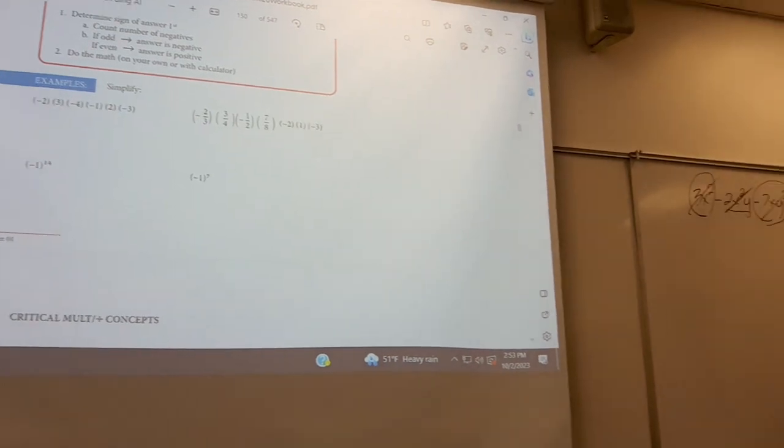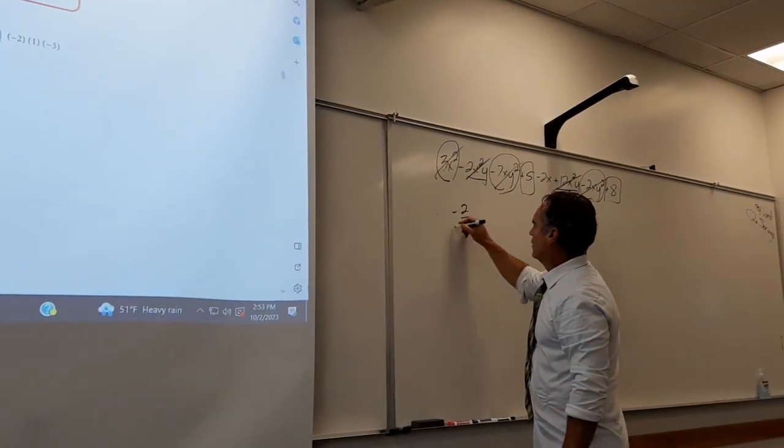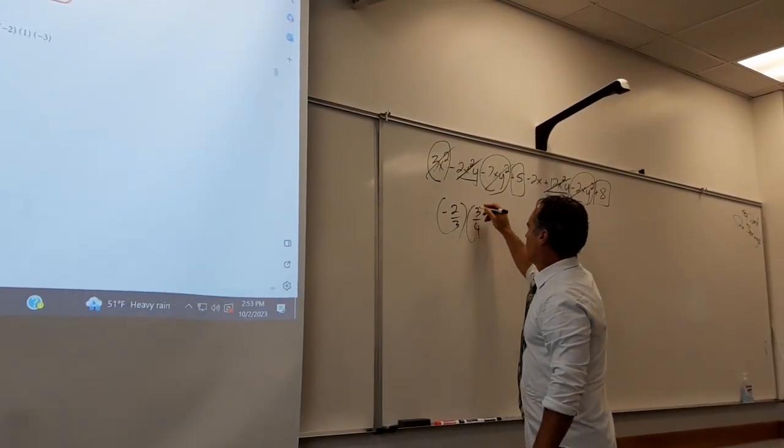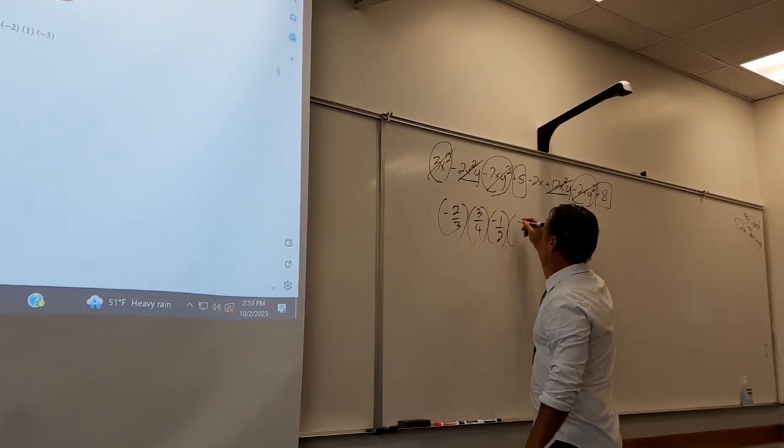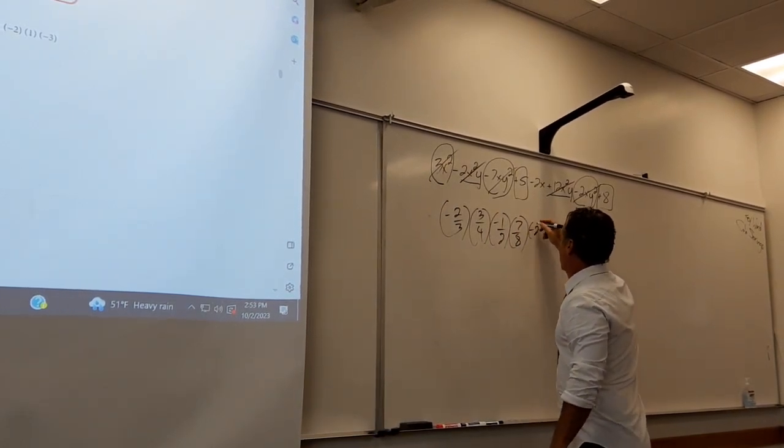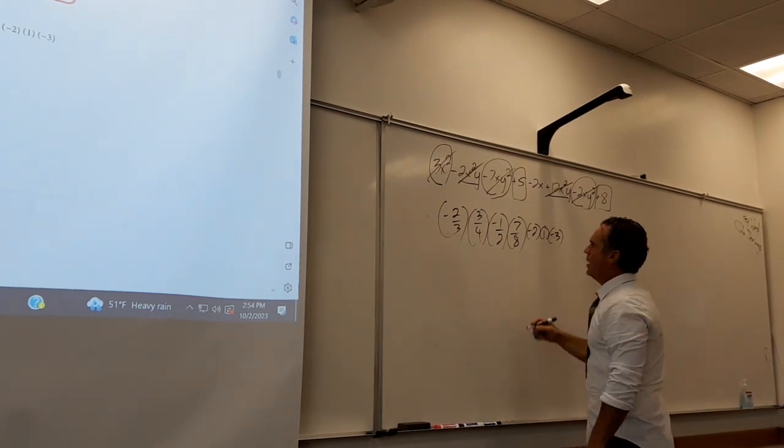Okay, hurry. Read it to me. Negative 2/3 times 3/4 times negative 1/2 times 7/8 times negative 2 times 1 times negative 3. I like it. Okay, look up here, please.